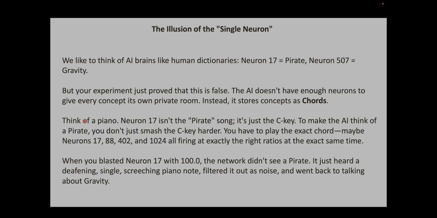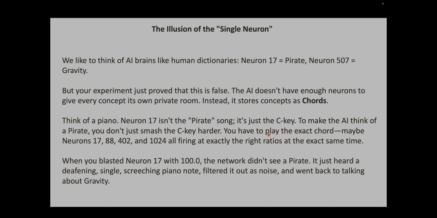Think of a piano. Neuron 17 isn't the pirate song. It's just a C key, let's say. To make the AI think of pirate, you don't just smash the C key harder. You have to play the exact chord, maybe neurons 17, 18, 402, and 104. If all these neurons are firing at exactly the right ratios at the exact same time, only then can we achieve what we want. So when you blasted neuron 17 with 100, the network didn't see a pirate. It just heard a deafening, screeching single piano note, filtered it out as noise, and went back to talking about gravity.